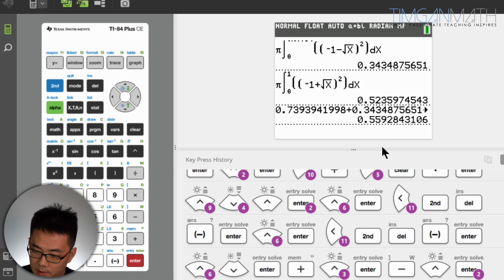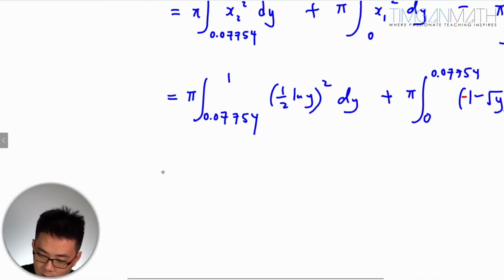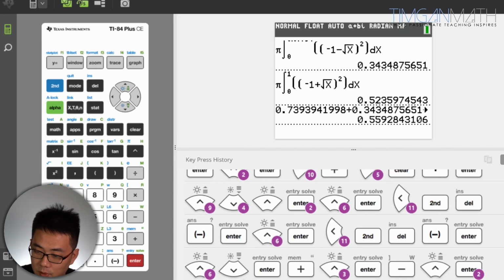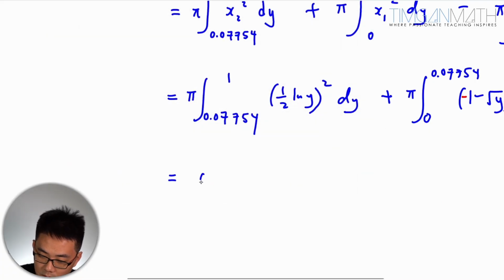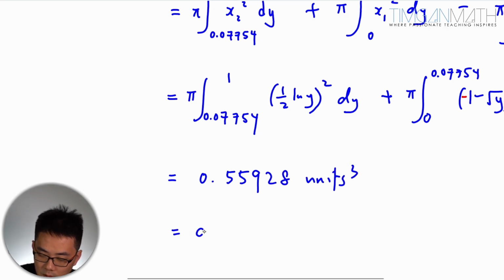Okay, and I will get 0.559284. The reason why I realized I had a careless mistake is because I was having a negative volume. So once you see a negative volume, you know that something may be wrong. So negative 0.55928 is wrong; the volume is 0.55928 cubic units. Okay, so this is 0.559 cubic units.